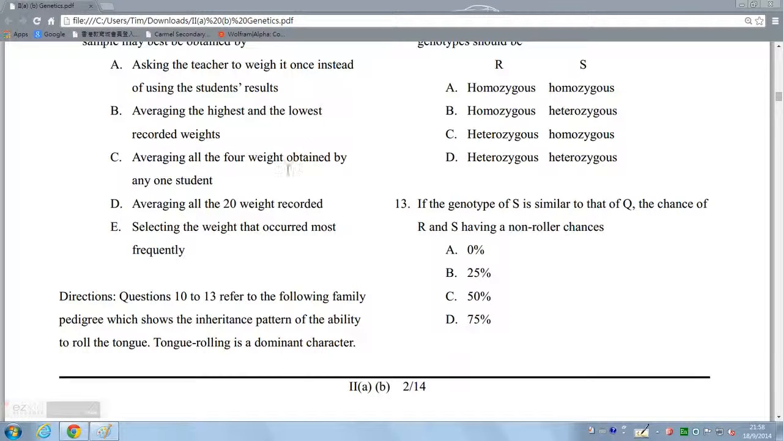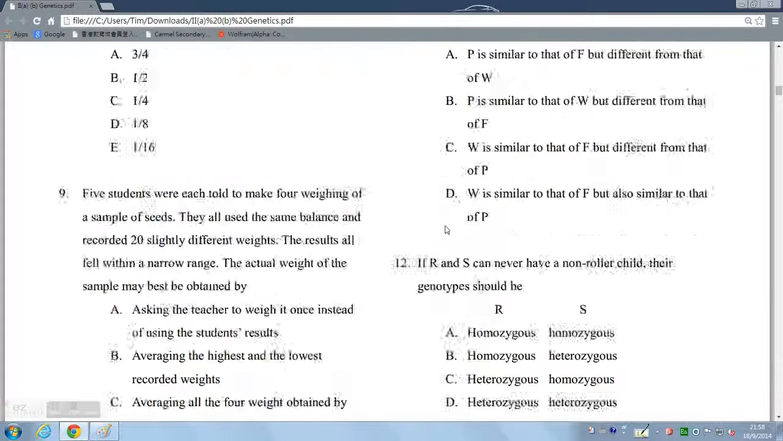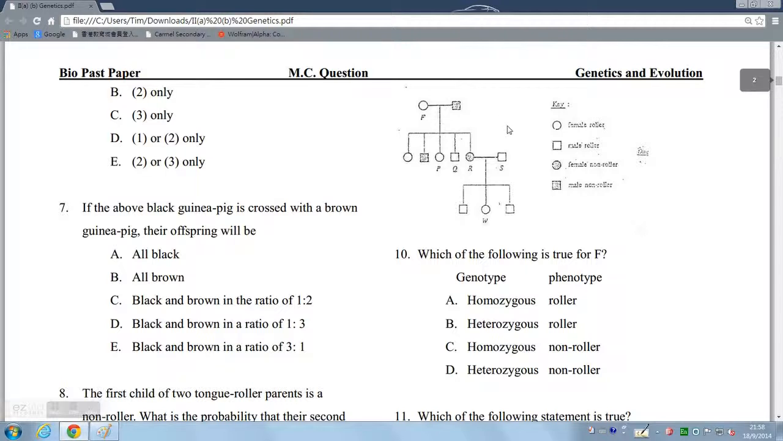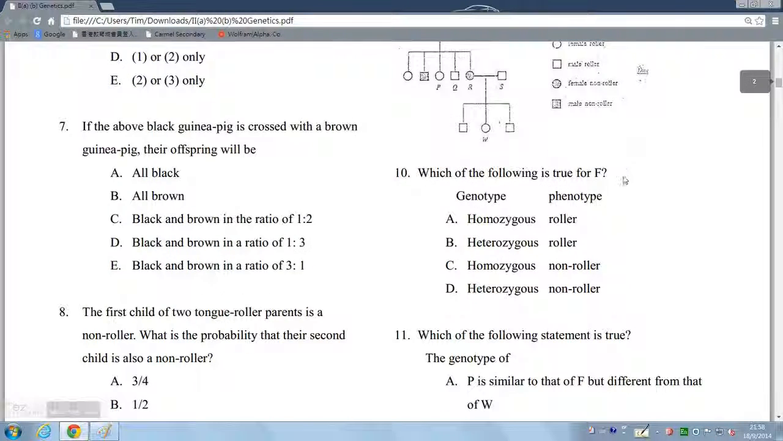So today we're gonna look at a couple of MC questions from genetics, which are 10 to 13. Now let's look at the directions first. It says questions 10 to 13 refer to the following family pedigree, which shows the inheritance patterns of the ability to roll the tongue. Tongue rolling is a dominant character. And so here's the pedigree with the key.